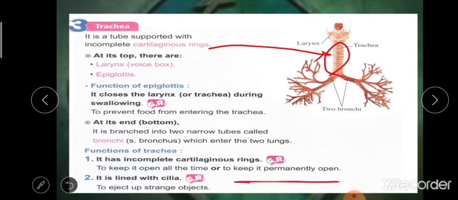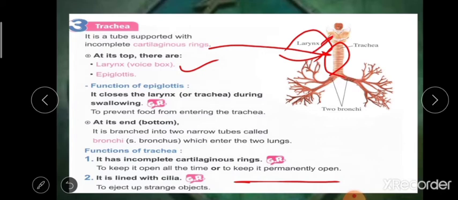Okay? The second part: at the top of the trachea, there are two things. First is called the larynx, or voice box. Put your hand on your neck. What do you feel? A vibration. This vibration is from the voice box, or larynx. So at the top of the trachea there is a larynx. It's called the voice box.